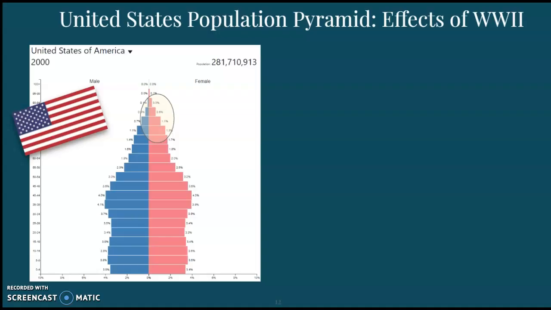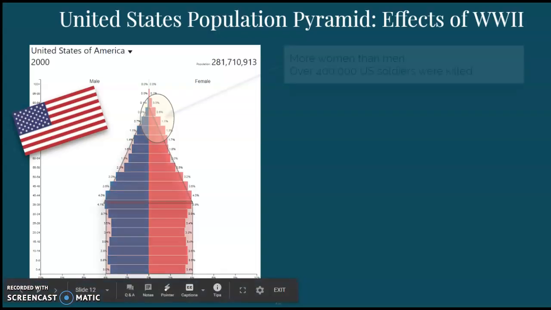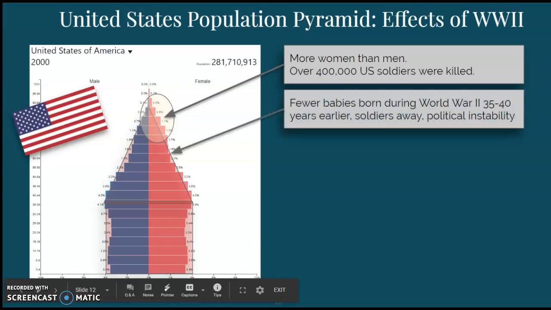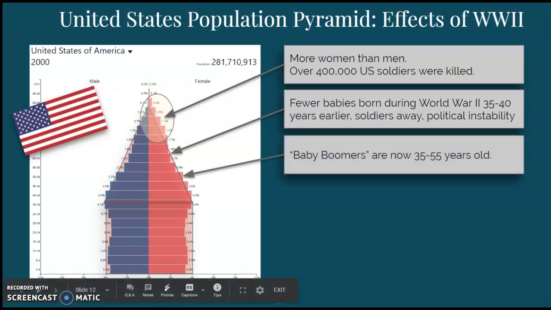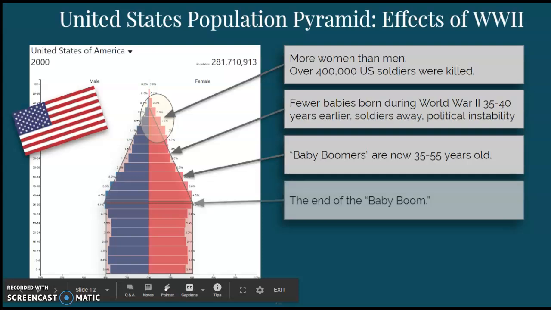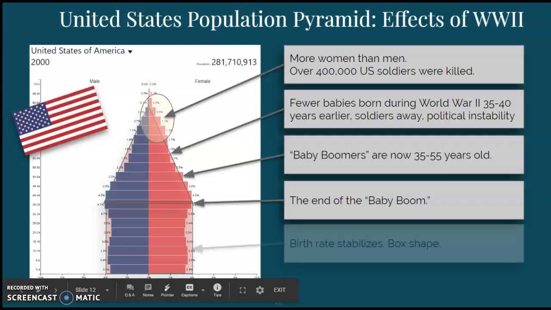If we move ahead to the year 2000, you can still see that there are more women than men up in those older ages reflecting the war. And then you can still see the slight reduction in childbirth during the war, and you can see the widening from the baby boom and the end of the baby boom. The bottom part of the pyramid here is really quite stable. I would say that bottom part is very much a box shape.